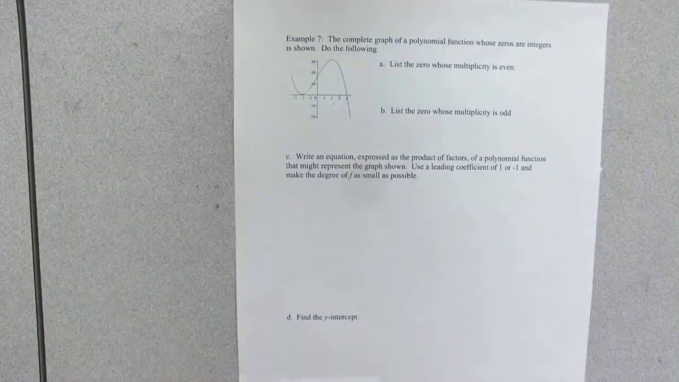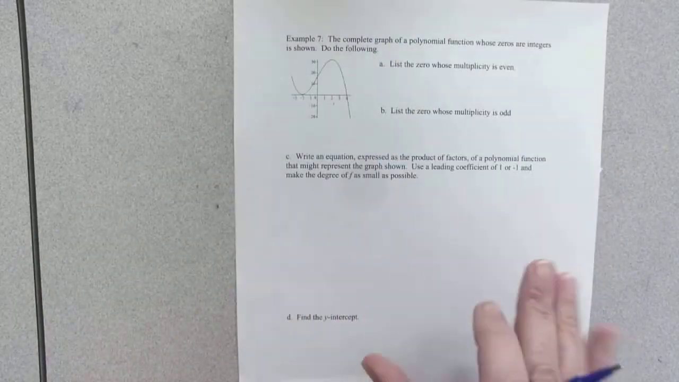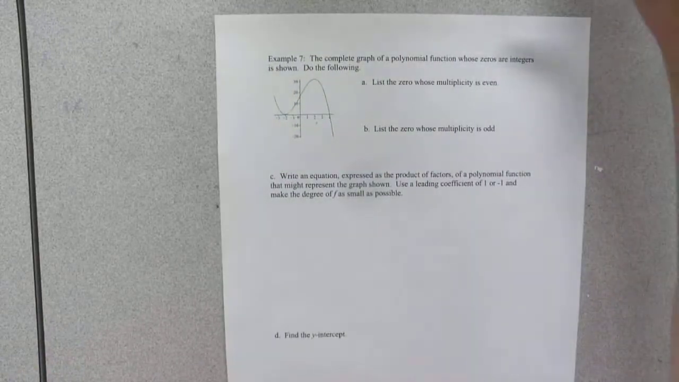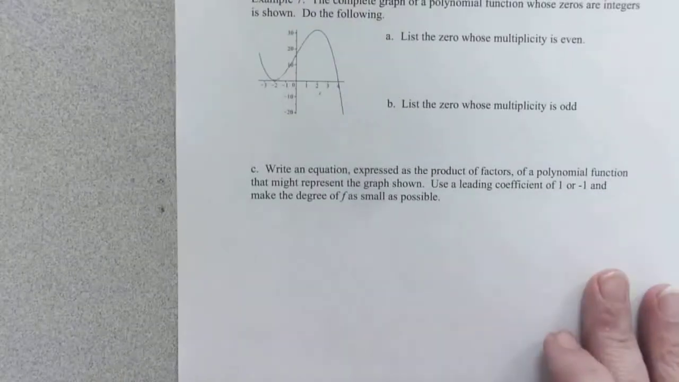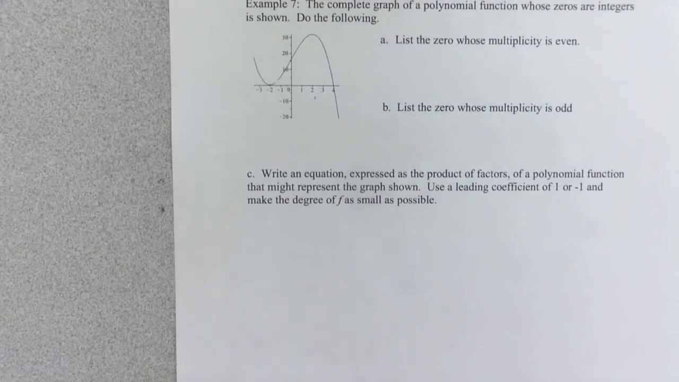Okay, last problem in this section. The complete graph of a polynomial function whose zeros are integers is shown. Do the following. So there is a graph. I'll zoom in a little better so we can see the graph a little bit better. So there's the graph. List the zero whose multiplicity is even.